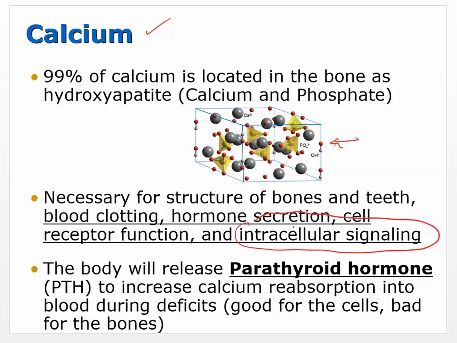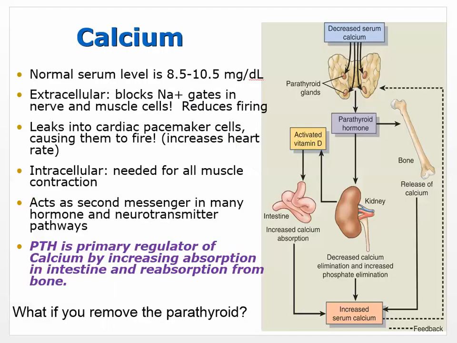So how do we control it? Well, something called parathyroid hormone. There are these little nodules found on the thyroid gland that can produce parathyroid hormone. So parathyroid hormone can increase calcium reabsorption into the blood from bone. So this is good for the cells, but it can be bad for the bone if you have a deficit in calcium in general. So that's what parathyroid hormone, or PTH, does. Normal calcium levels are 8.5 to 10.5. Again, you don't need to know the number.